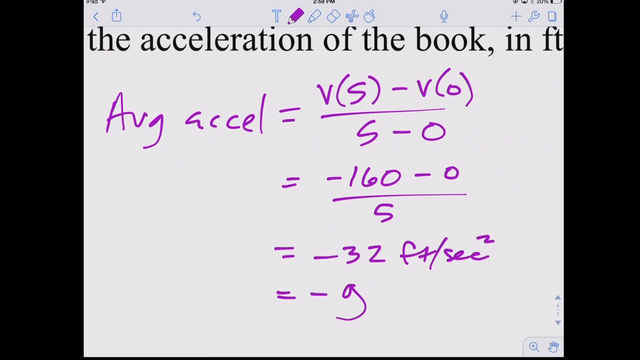Now, what this means is also in terms of the velocity. If the acceleration is negative, that means that the velocity is decreasing. Right? This is the rate of change of velocity. So this means on average the velocity is decreasing by 32 feet per second each and every second. So for every 1 second that passes, the velocity is losing another 32 feet per second. Now how can it be that the velocity is decreasing but the speed is increasing?